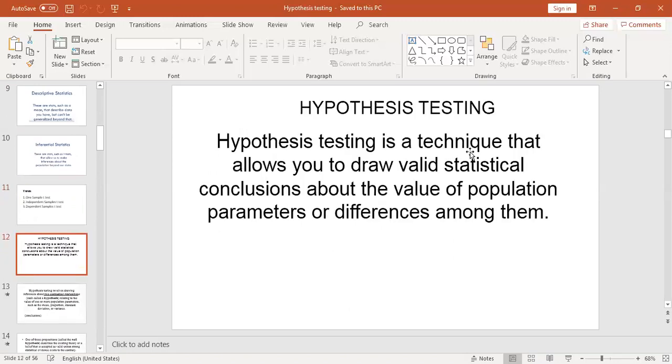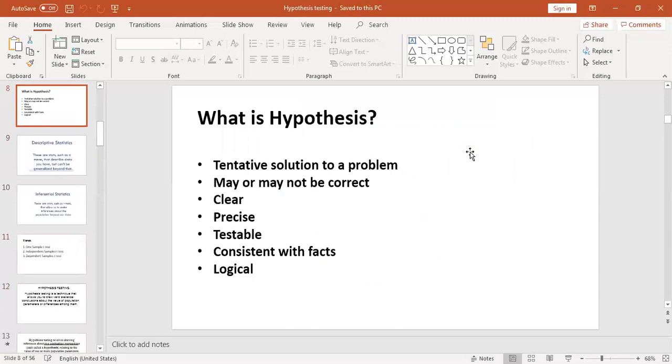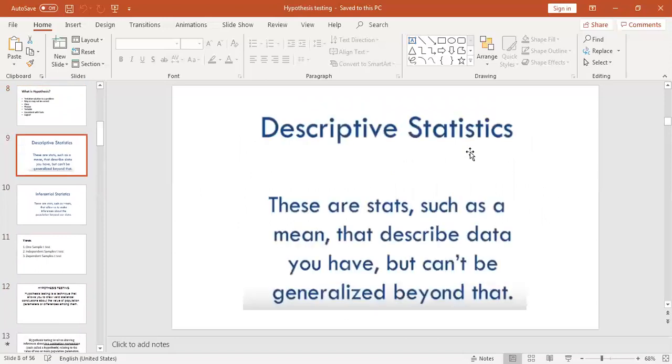So, hypothesis testing. So now you know what is a hypothesis. A hypothesis is a particular proposition, or a logical conclusion that you derive. It has to be consistent with facts. So these features are there in a hypothesis.